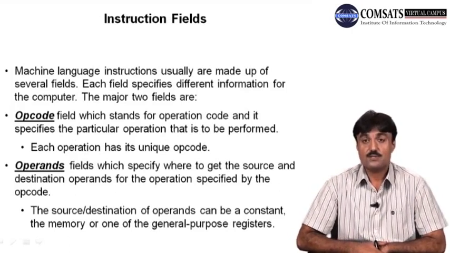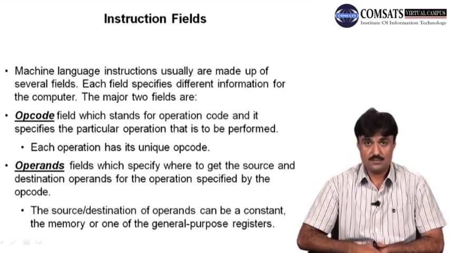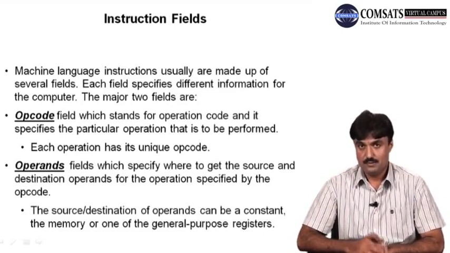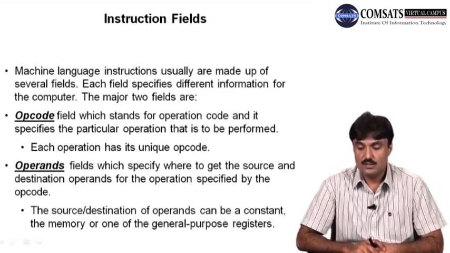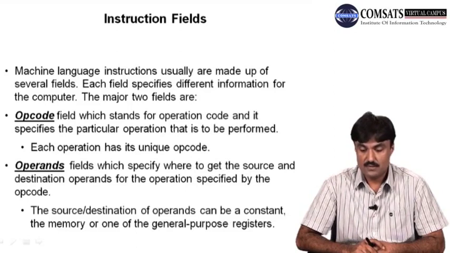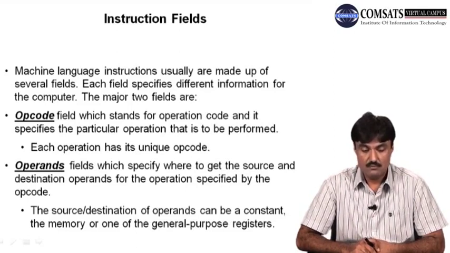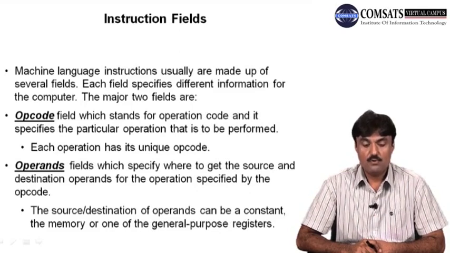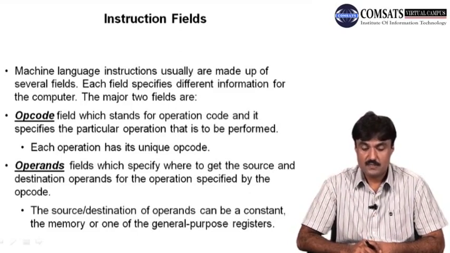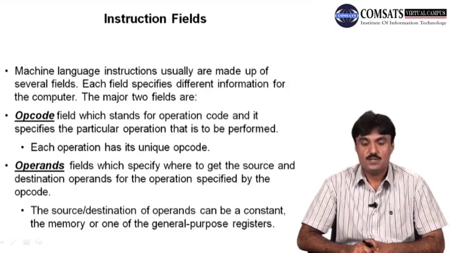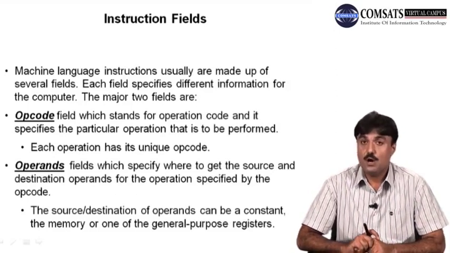Now, instruction fields. Each instruction is divided into two main parts or two sections. So machine level instructions usually are made up of several fields. Each field specifies different information for the computer. There are two main fields, opcode and operands. The opcode field stands for the operation code, and it specifies the particular operation that is to be performed. So each operation has its unique opcode.